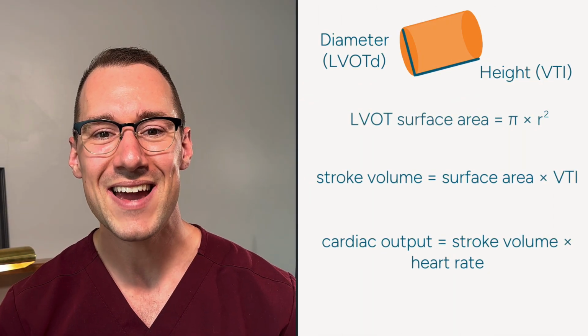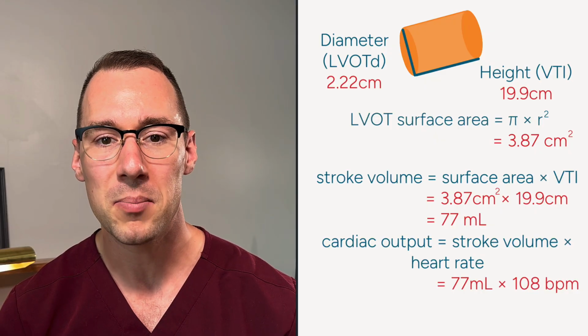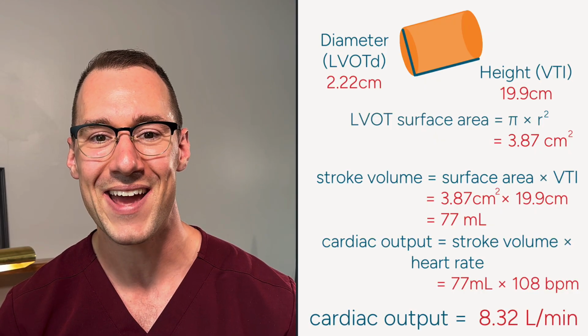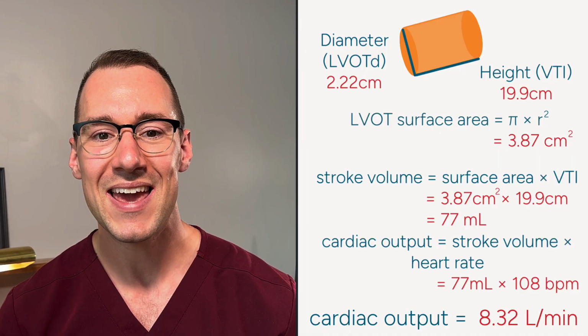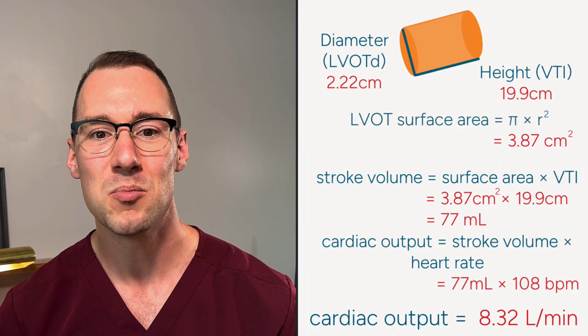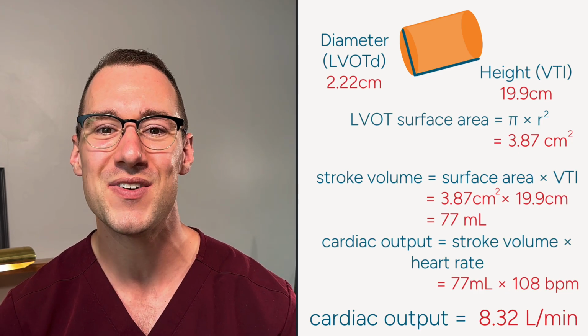With our LVOT diameter and LVOT VTI measured, we can take these numbers and the heart rate and plug them into our equation to estimate cardiac output. As this technique only requires us to make 2 measurements, it can be done quickly and repeatedly, providing critical information about your patient's condition.